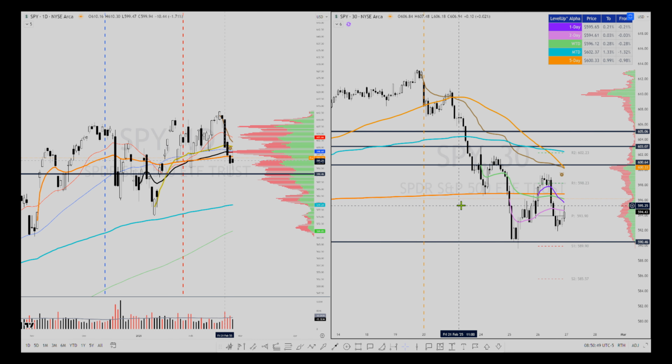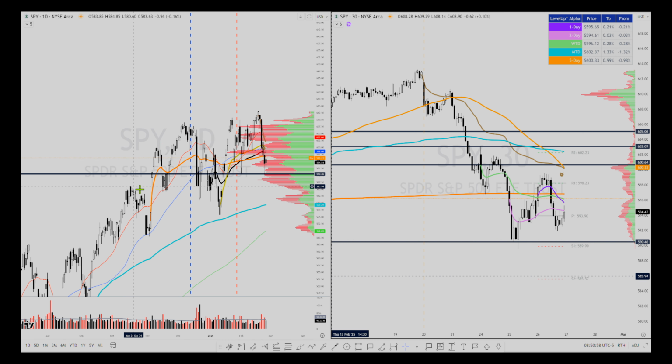Morning market rundown here. Let's get into this. So we got this decline this past week down into this 590 level. We can see here that is pretty much our line in the sand.